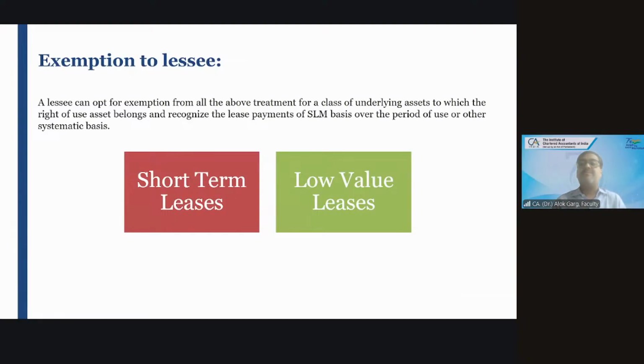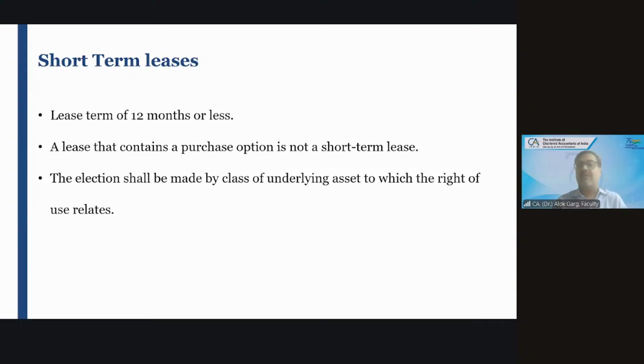Then we discussed the exemptions to the right of use asset and lease liability computation: short-term lease and low value lease. What is a short-term lease? A lease for a period of 12 months or less. In one of the exams, a question came where the lease was given for 12 months, and the question was whether the exemption is available or not. The maximum students made a mistake, because they were thinking that a short-term lease is less than 12 months. No, it is 12 months or less.